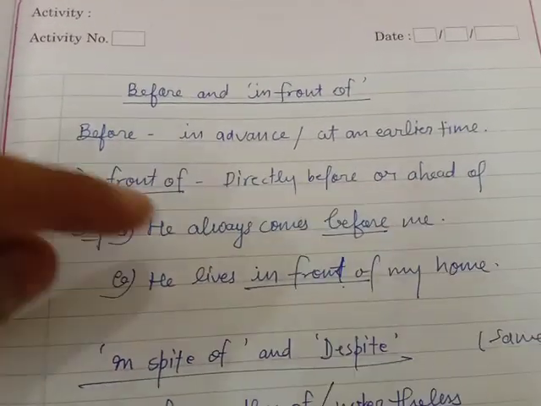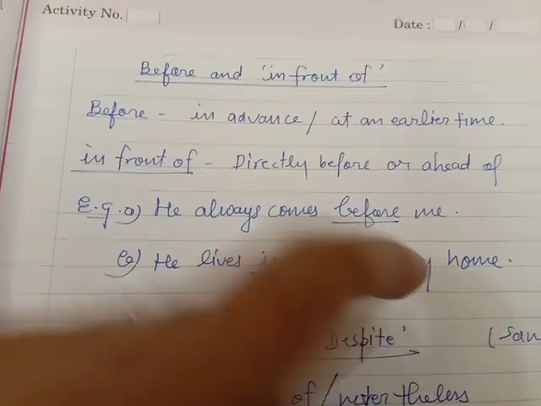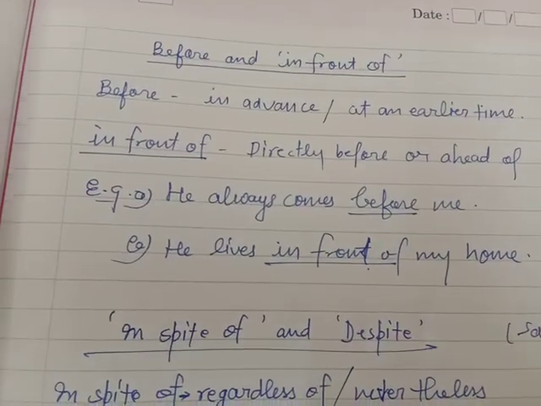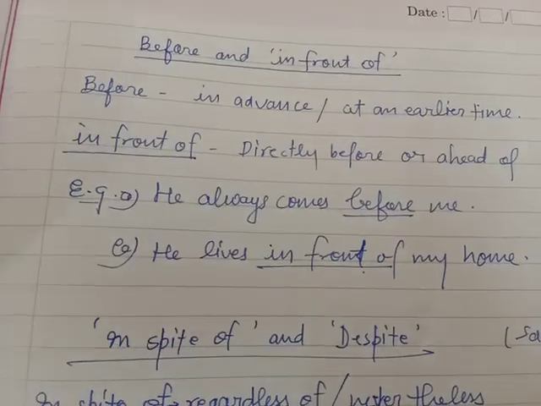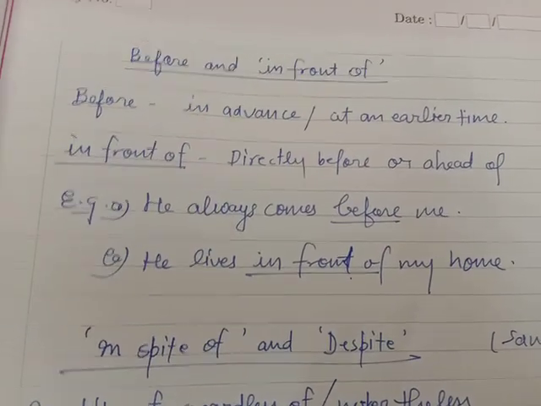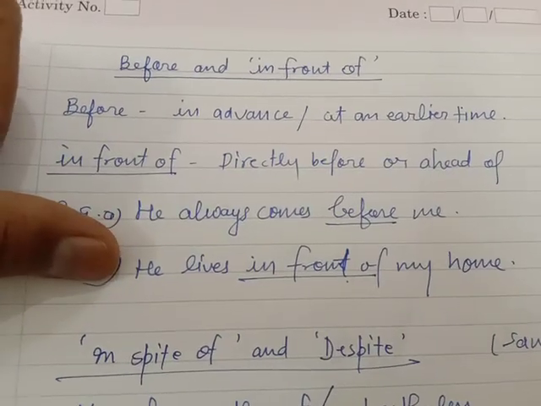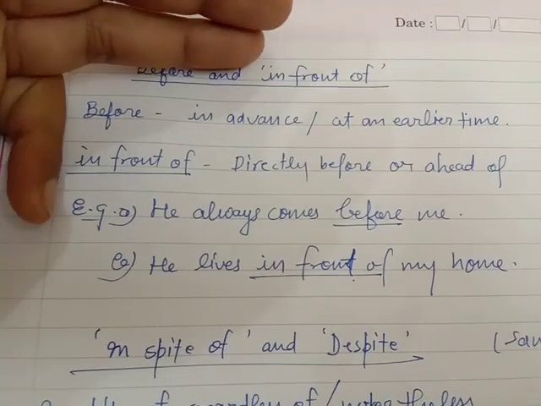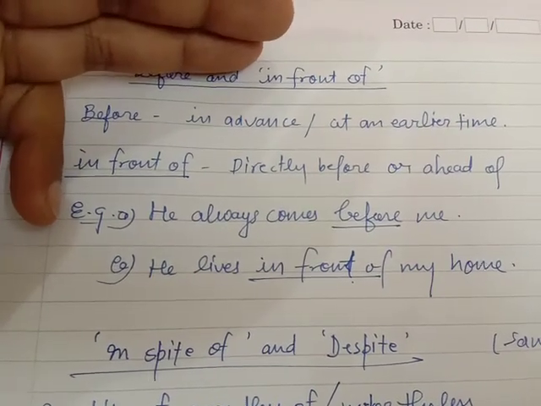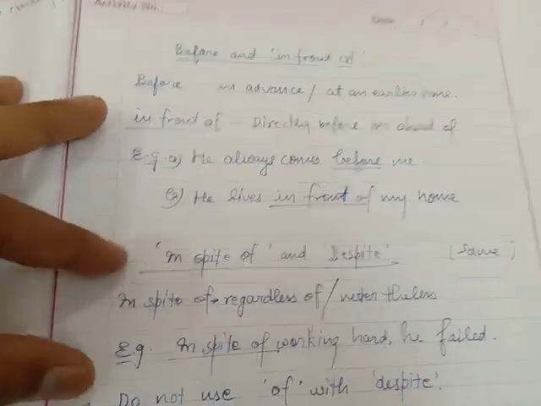He always comes before me. Before me means when I arrive here by 9 p.m., he arrives before 9, that is 8 p.m. or 8:30 p.m. He lives in front of my house. My house is here and across the road he lives, means in front of my home.